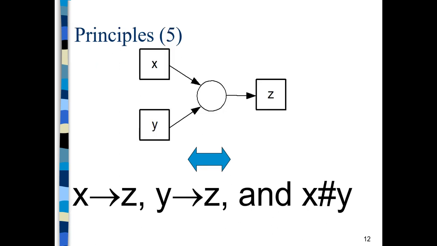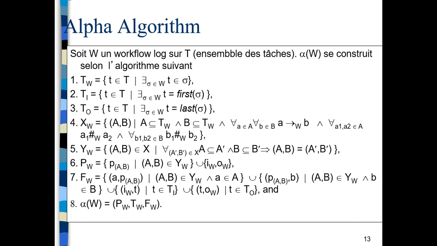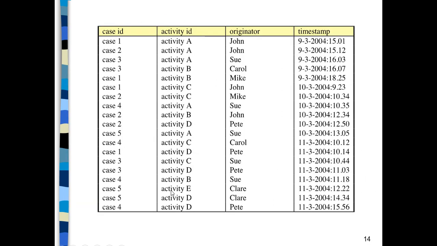So I think you should be able to understand these graphs now. And this is a simple 8-step algorithm called the alpha algorithm for process mining. It's really simple, but if you are not able to understand it, don't worry, because it's not written in English. Yeah. So here is a sample log file we have to generate.